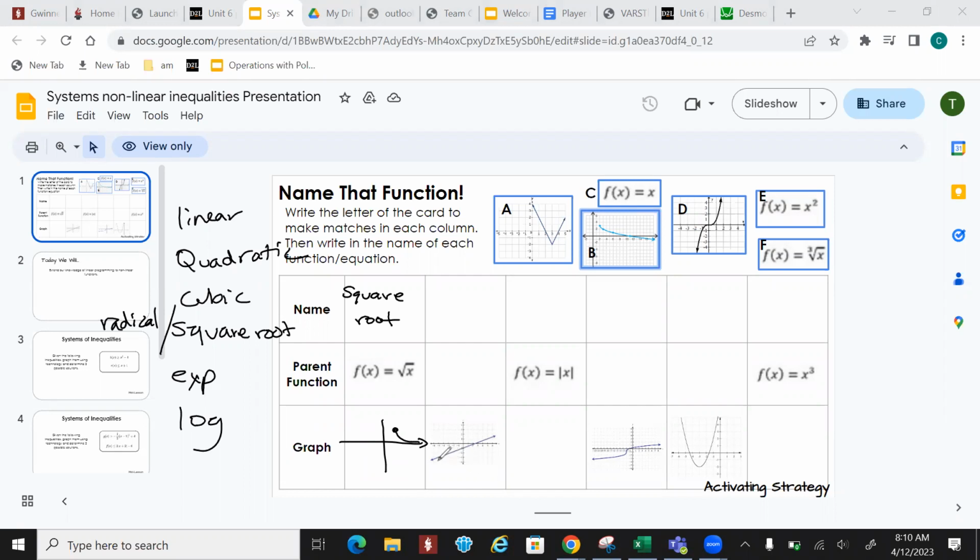What about this next one? They only give us the graph, but it's a straight line. What kind of function is that? What's the name of that guy? So down here at the bottom, it has a straight line. Which one of those looks like a straight line? What's the name of it? Linear. Okay. The parent function for linear is going to look like C. So we're going to say f of x is equal to x.